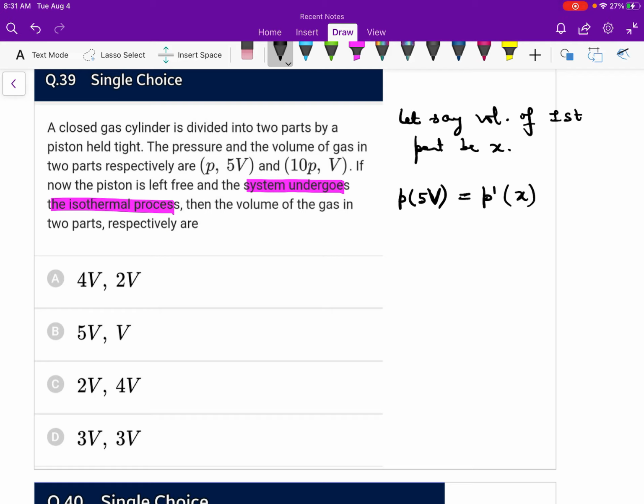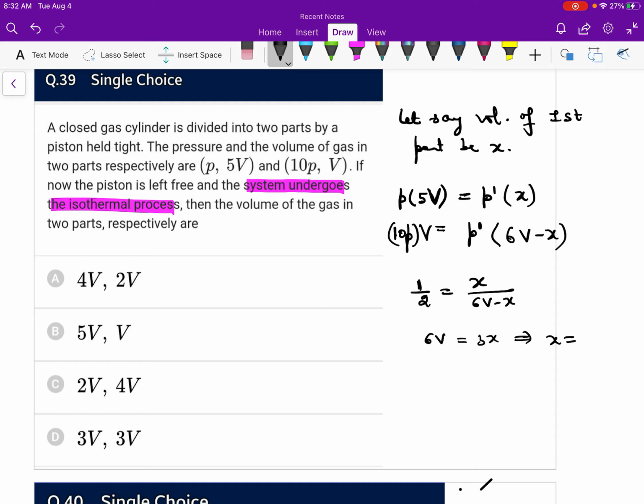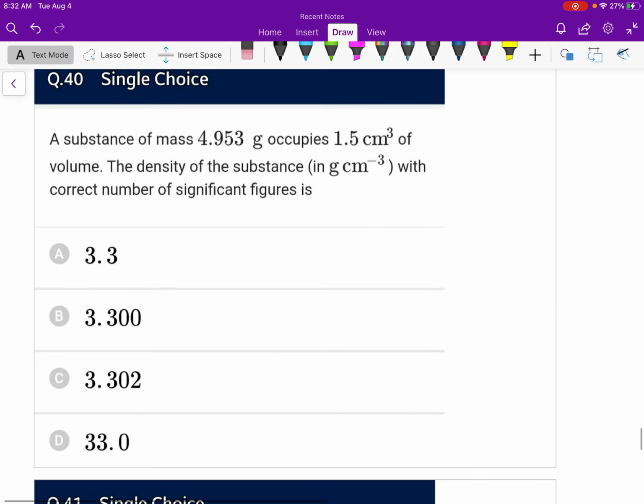P dash is the common pressure on both sides. Now for the second half, 10P into V is P dash into 6V minus X. Total volume is 6V, so 6V minus X. So divided, let's say divided. So 1 by 2 is equal to X upon 6V minus X. So 6V equals 3X. So X is 2V. So one part has 2V volume and another part has 4V volume.